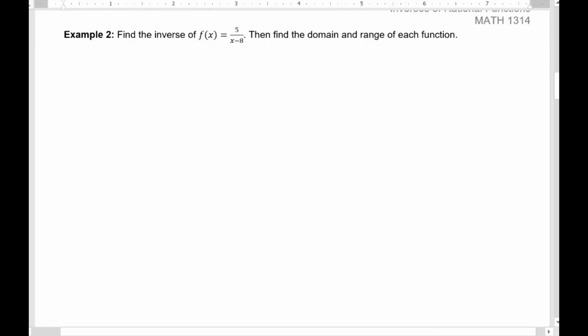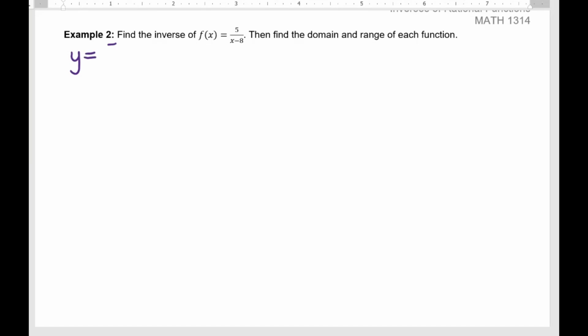All right, let's get ready to find some inverses of rationals. Even though the rationals are your steroided up fractions, we can still find their inverses. So with our first one, we have f of x is equal to 5 all over x minus 8. And then, of course, we're going to need to find domain and range of both functions, so the inverse and the original. When you're finding the inverse, step 1 says you replace f of x with y.